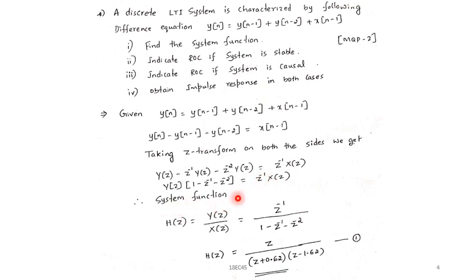The system function is also called the transfer function. H(z) is equal to Y(z) by X(z), that is equal to z^-1 divided by 1 minus z^-1 minus z^-2. Now if I solve this, it is a quadratic equation. If I find the roots here, the roots are minus 0.62 and plus 1.62. So if I write in terms of positive powers of z, this H(z) looks like this: z divided by (z plus 0.62) into (z minus 1.62).